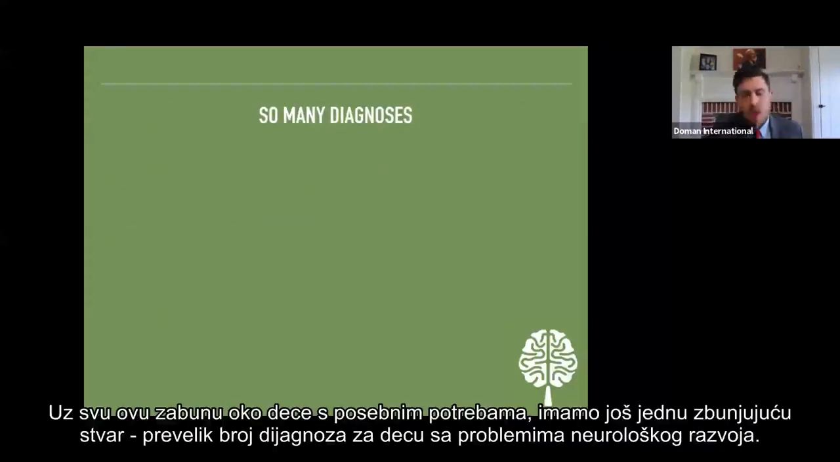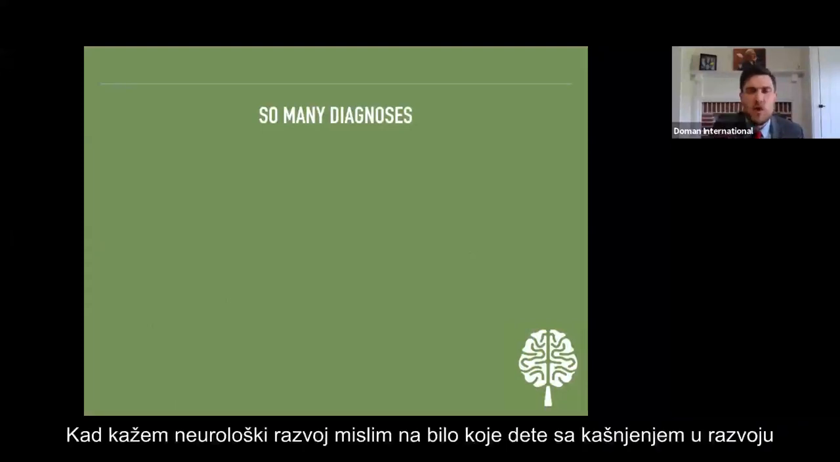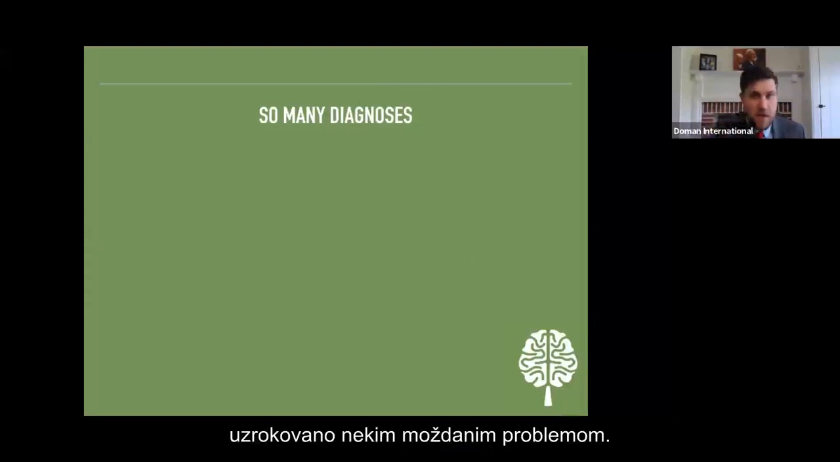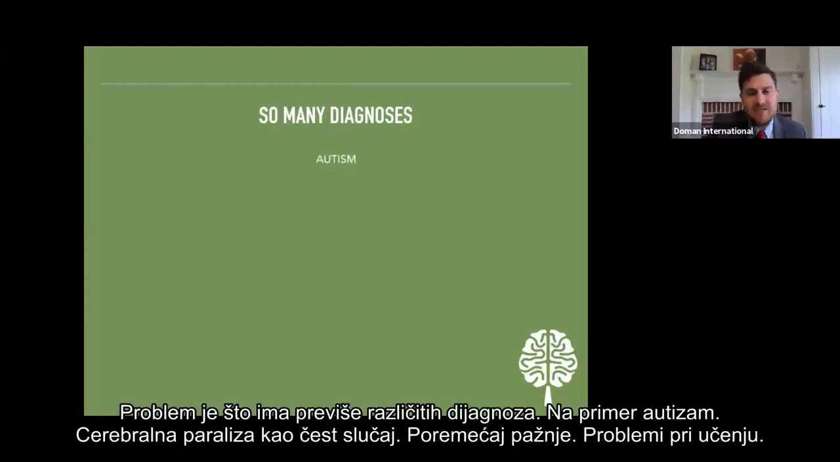Now, along with these great amounts of confusion around kids with special needs, we have another kind of confusion. There are so many different diagnoses used for children with neurodevelopmental conditions. And by the way, when I say neurodevelopmental condition, I mean any child that has a developmental delay because of something in their brain. The issue is there are so many different kinds of neurodevelopmental diagnoses.